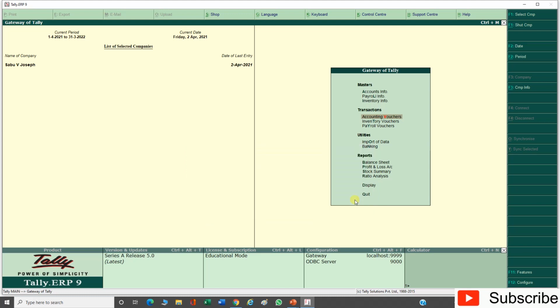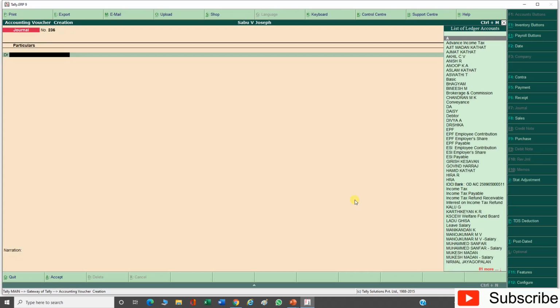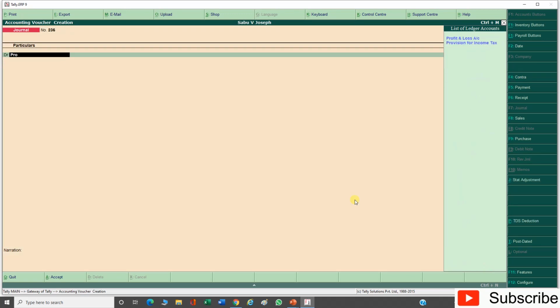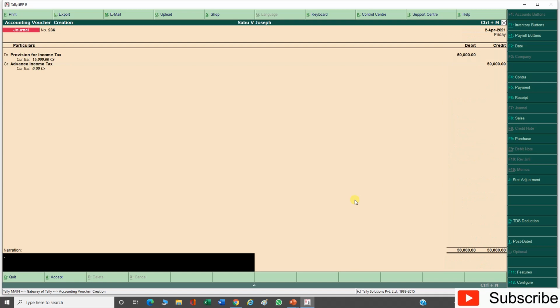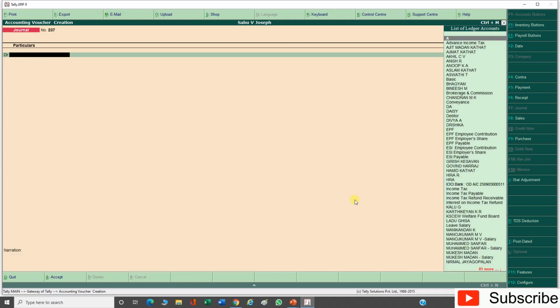Now again go to the voucher journal. First we have to transfer the advance income tax 50,000. So debit to provision for income tax 50,000 and the credit will be given to advance income tax 50,000. Narration being advance tax amount set off with the provision for income tax.